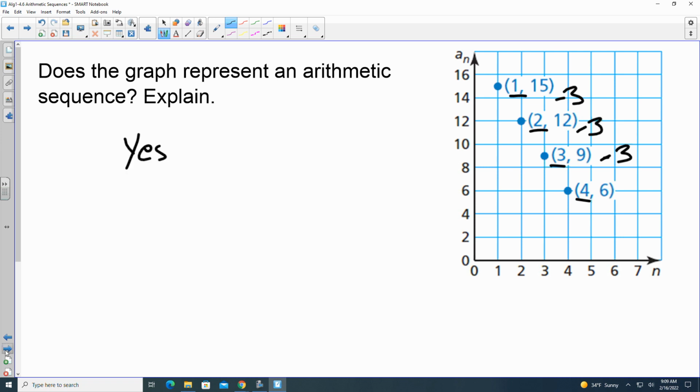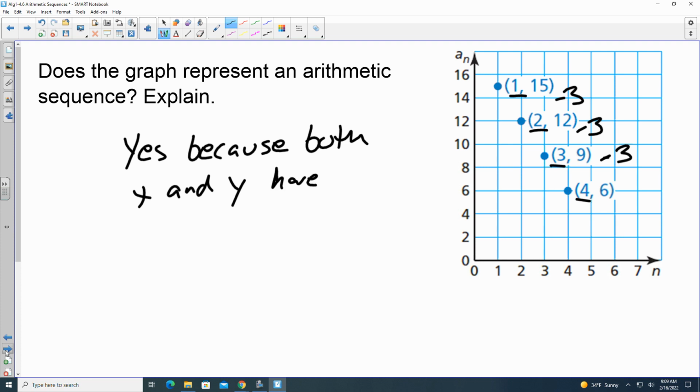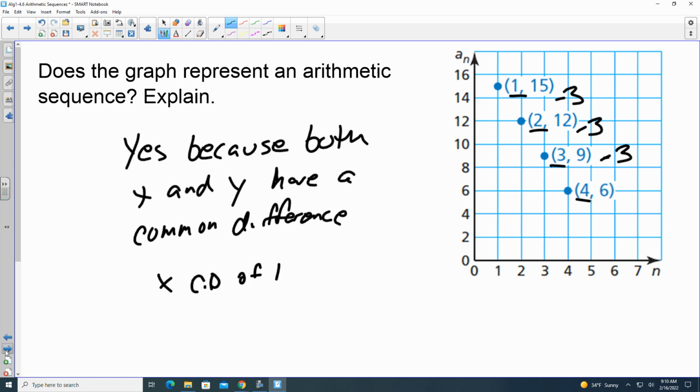Yes, because both x and y have a common difference. So the x had a common difference of 1, y had a common difference of negative 3.